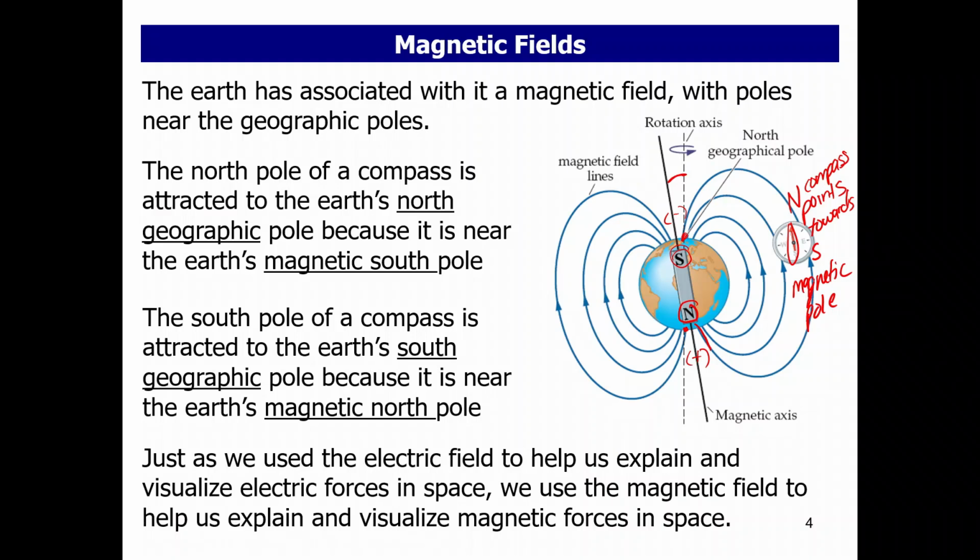So these magnetic field lines for the bar magnet look kind of like the electric field lines for a dipole, so there are some similarities between those.